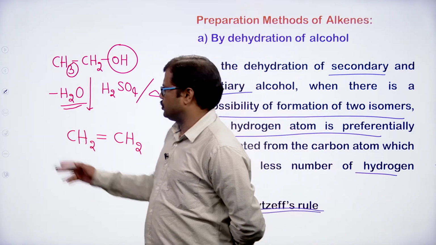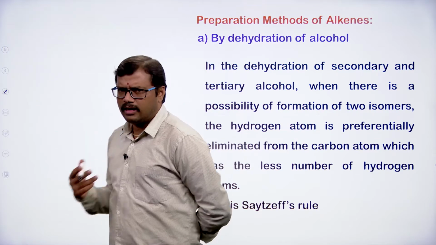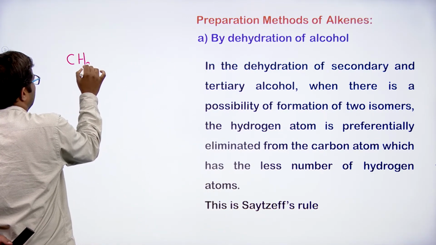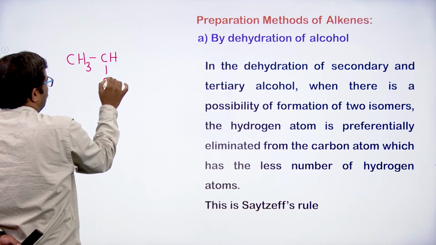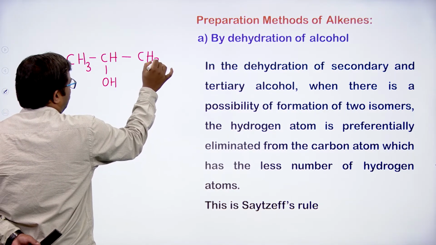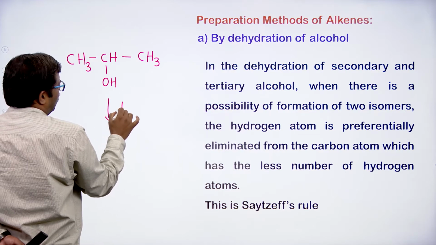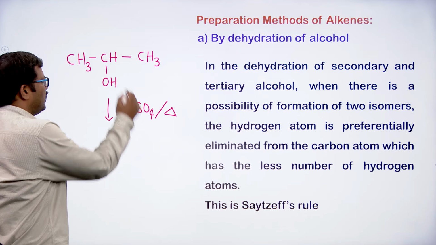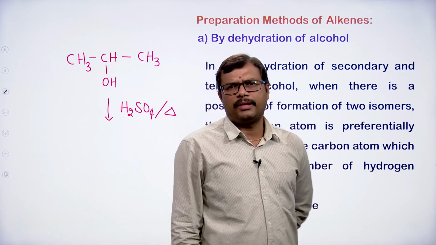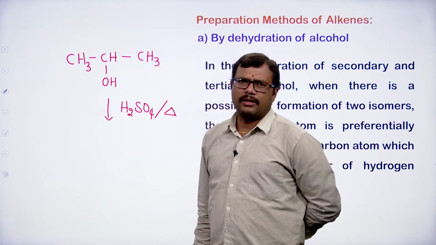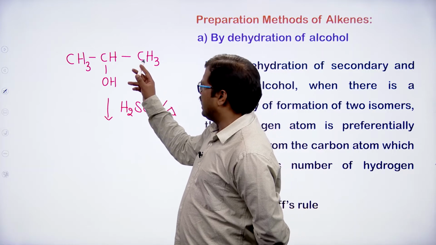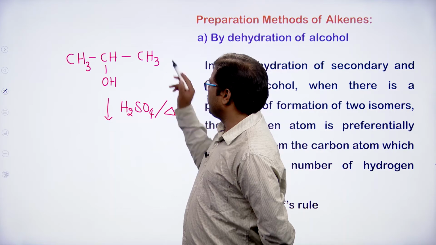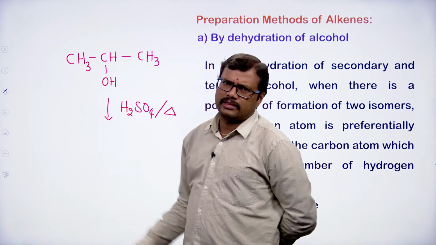Suppose we are dealing with a secondary alcohol like isopropyl alcohol, CH3CH(OH)CH3. One carbon atom has the OH group, and the other carbon atoms will lose the hydrogen. Here the OH is present on the second carbon atom. Now there is a chance of removing hydrogen from here and here. Of course, you can remove it from either, and you will get only one kind of product. So hydrogen can be removed from here or from the other carbon atom.